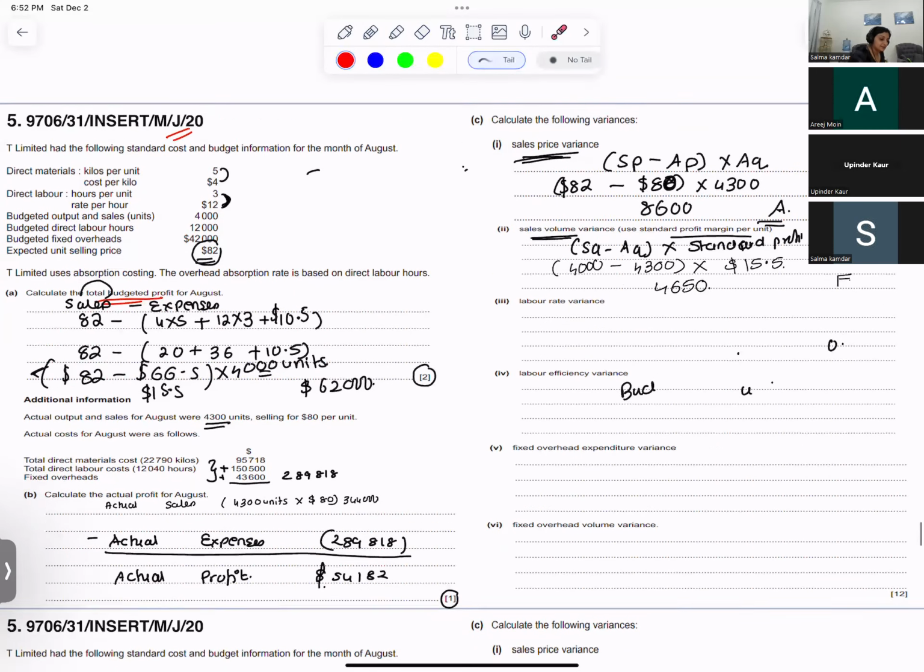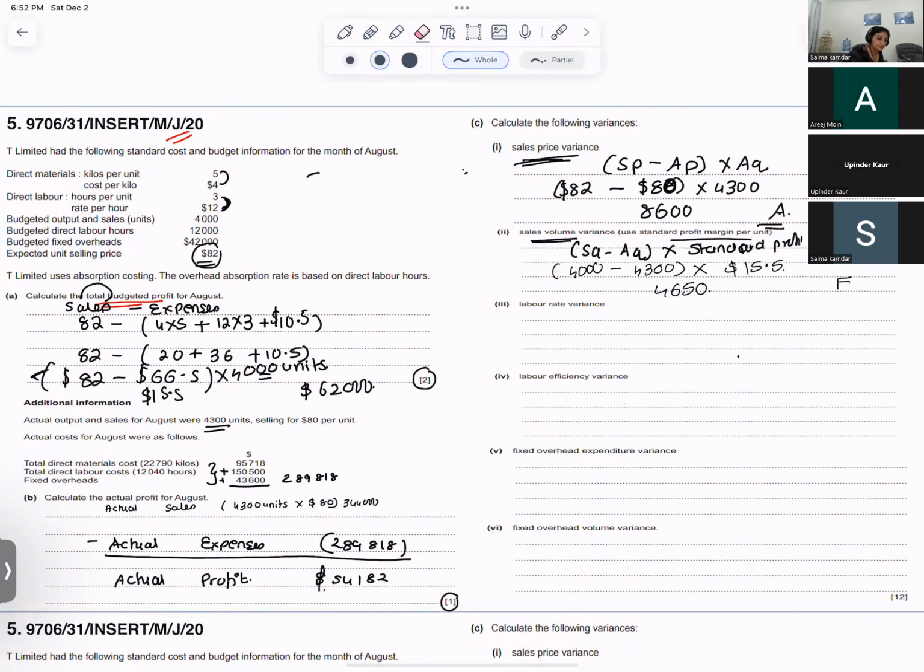Labor rate variance. Formula: standard price minus actual price into standard rate. Whatever variance is there, they want rate variance. That means they want this price one. So this we multiply with SR and AQ.